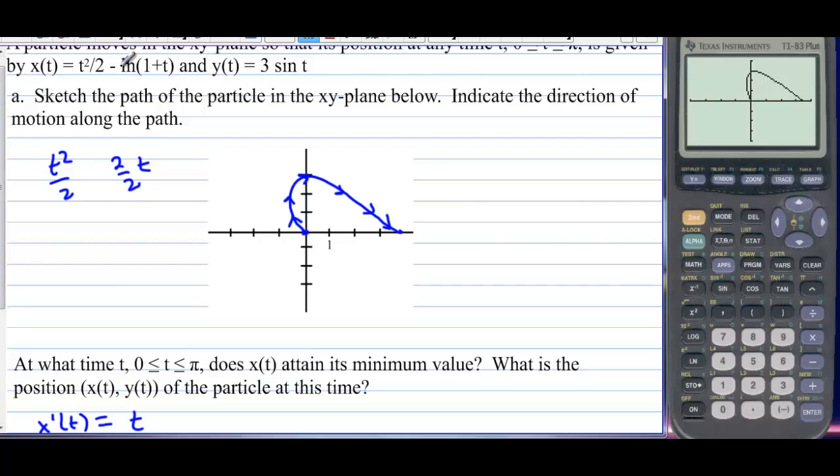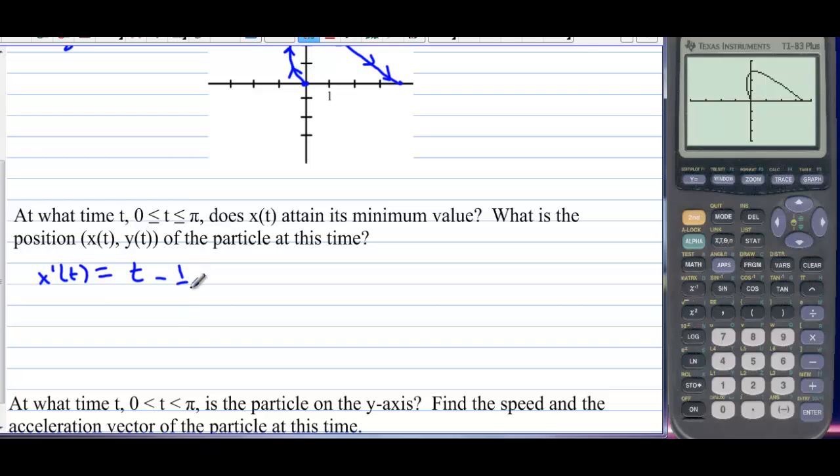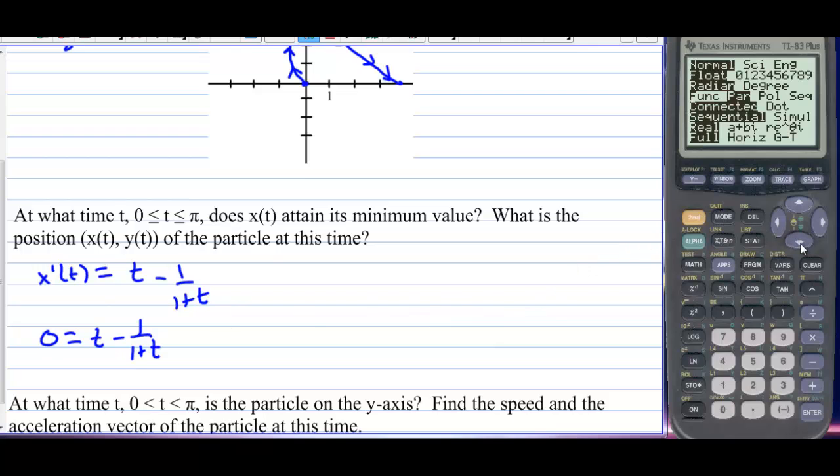And then we have minus 1 over 1 plus t. We want to know where this is equal to 0. And we have 0 equals t minus 1 over 1 plus t. Let's use the calculator to find that out. In order to do that, we're going to have to get out of parametric mode. We just want function mode now because we're working with one equation. We have y equals t minus 1 divided by 1 plus t.